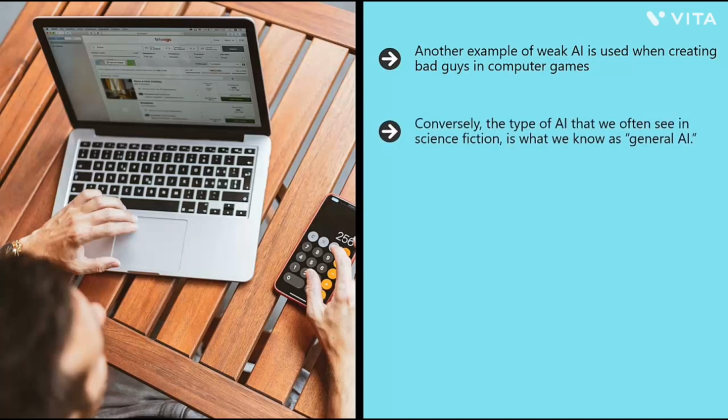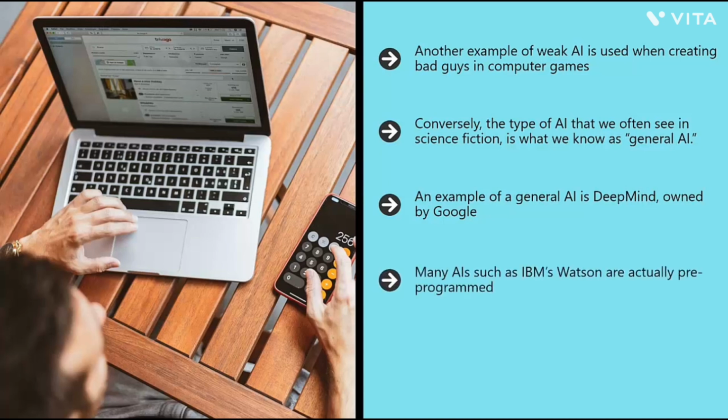Conversely, the type of AI that we often see in science fiction is what we know as general AI. This is AI that doesn't just have one purpose, but that is designed to do everything that a human might be able to do. So you could play a word game with this AI, ask it how it's feeling, or get it to look up something useful. An example of a general AI is DeepMind, owned by Google. DeepMind is a company that has developed a neural network that employs general learning algorithms to learn a huge range of different skills.